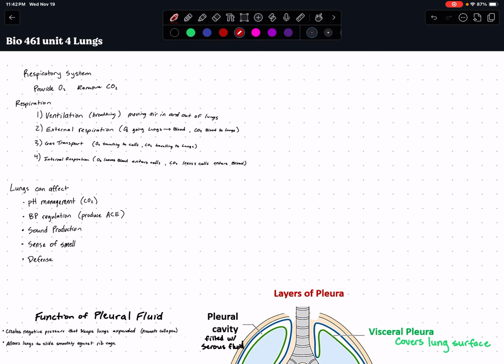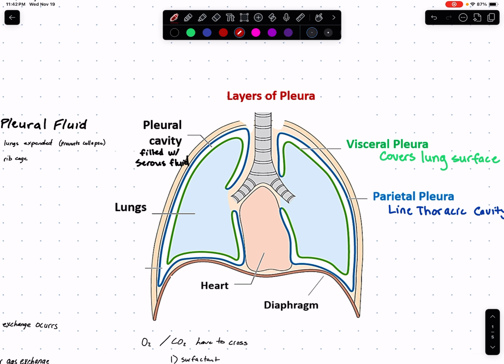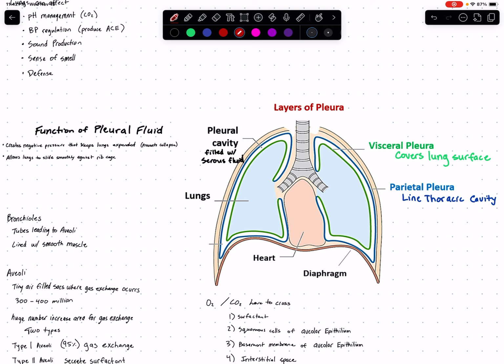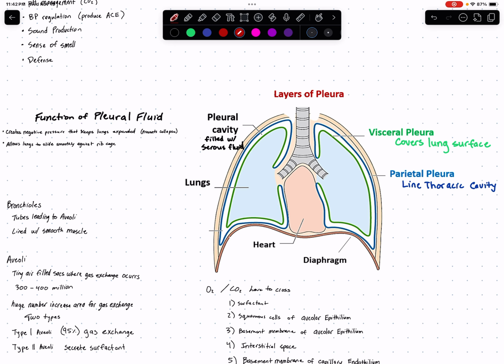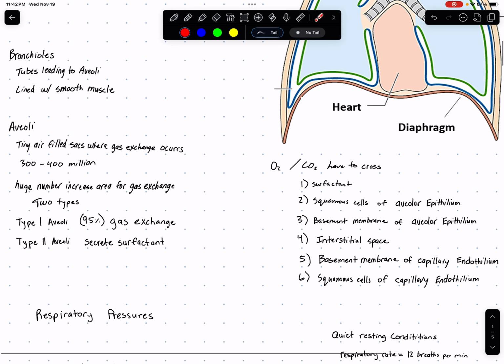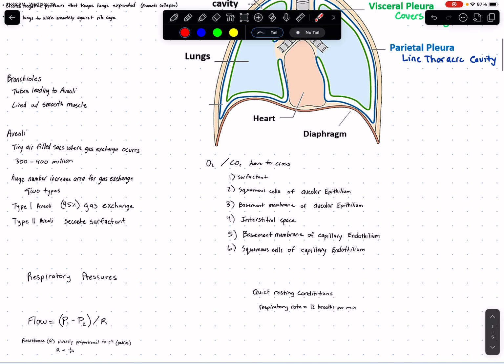So first we have a few definitions here, but we're going to go over the layers of the pleura. There is the parietal pleura, which is the outside that lines the thoracic cavity. That's what's on your ribs. And then there's a cavity right there that we call the pleural cavity. That's in between that and the visceral pleura, which is on the lung. Then bronchioles and alveoli, which would be the very tiny filled sacs where gas exchange actually occurs.